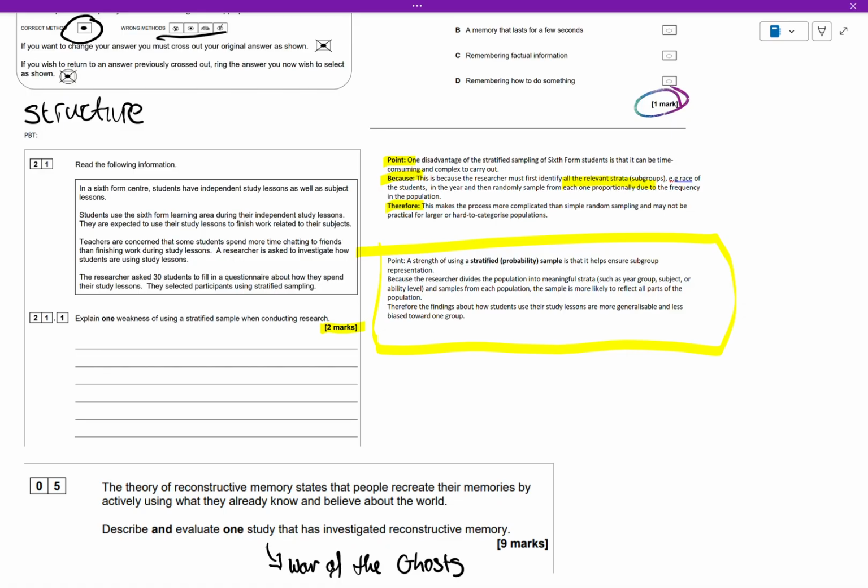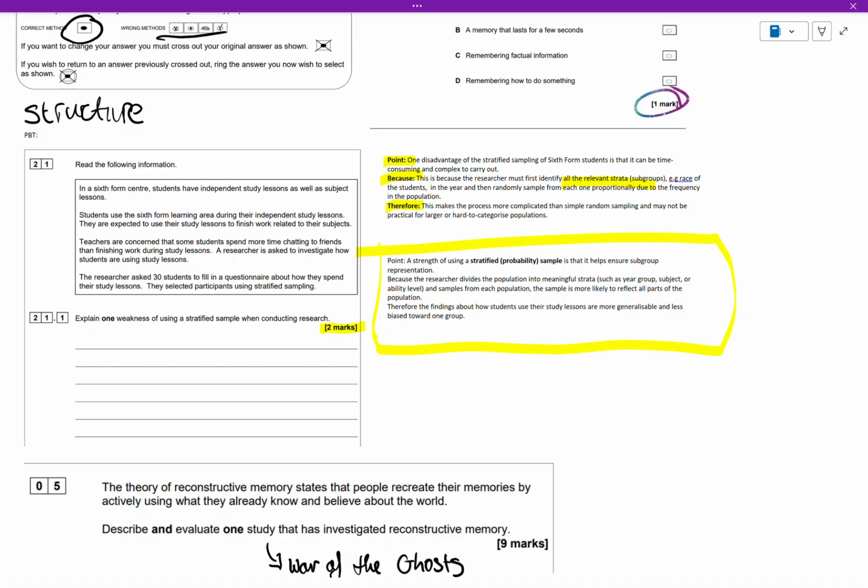representative sampling method. This is because the researcher divides the population into meaningful strata, which are subgroups, such as year group, subject, or ability, and samples from each population. The sample is more likely to reflect all parts of the population. In this case, it's ability or subject, but in the other case, it could be race. It's more reflective of the race of the entire population. Therefore, the findings about how students use their study lessons are more generalizable towards and less biased towards one group.